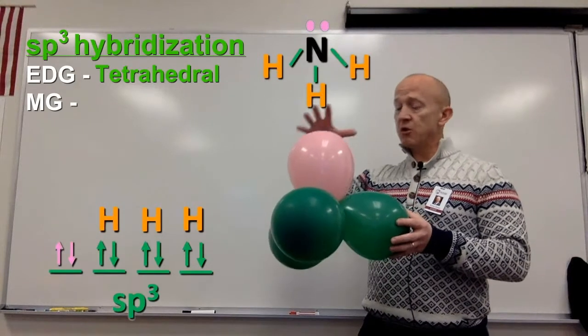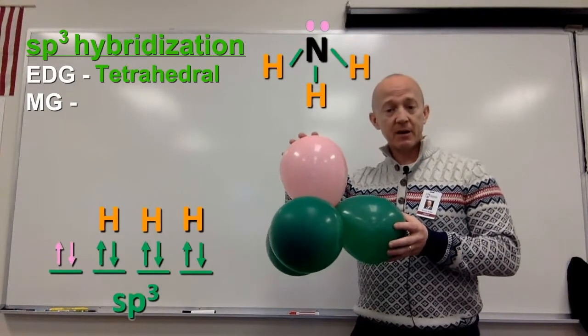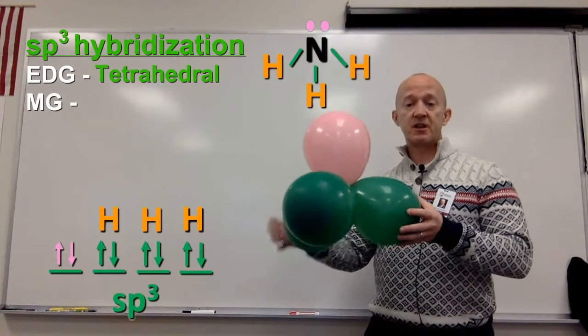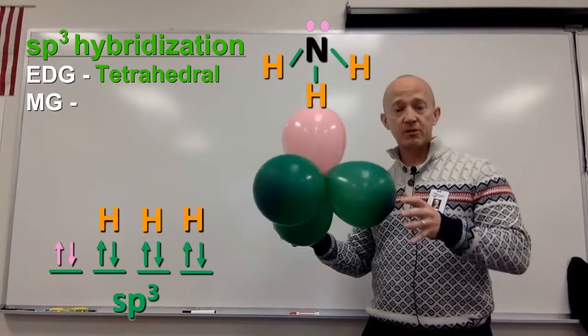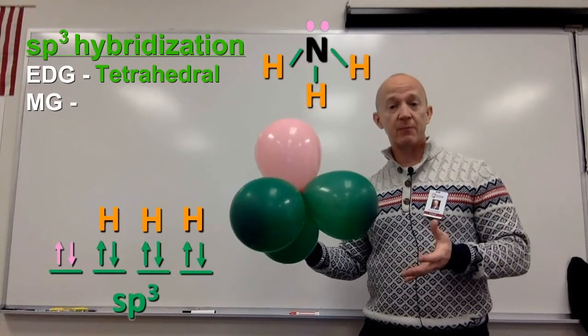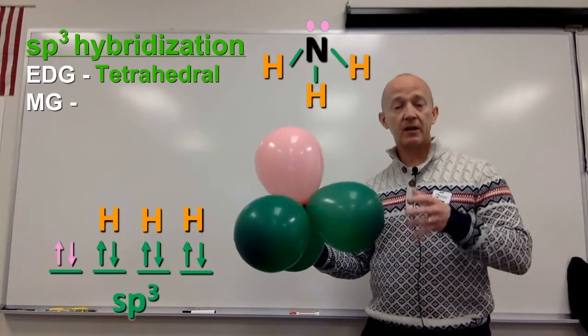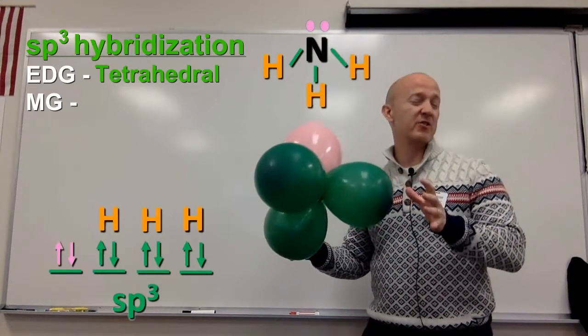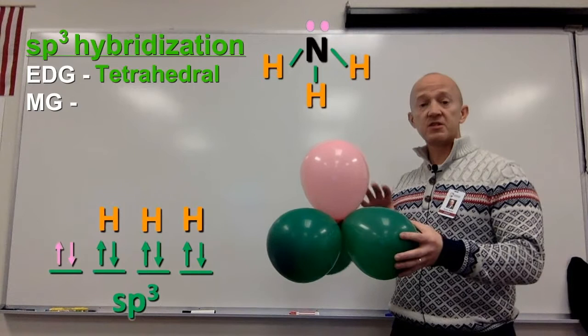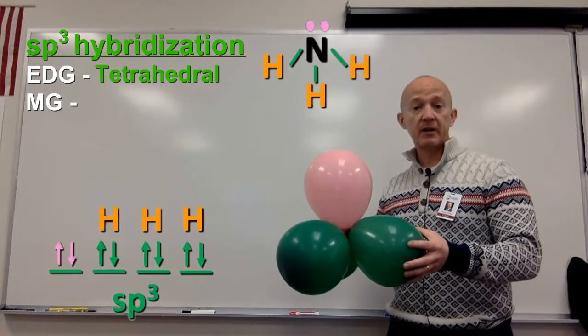With ammonia, even though one of these domains is not a bonding pair, this pair still forces the other 3 pairs into a tetrahedral shape. Because of that, the bonding angles here are going to be really close to 109.5, as they are with any electron domain geometry of tetrahedral. In this case, they're really close, around 107. Since it's tetrahedral, we still say that it has sp3 hybridization.